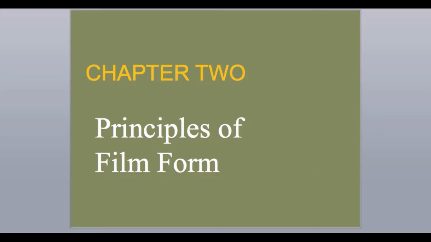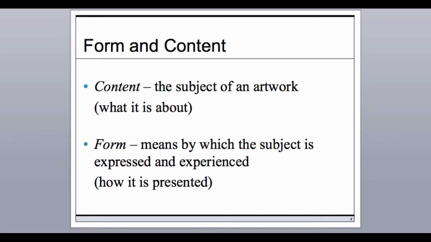All right, here we go with Chapter 2, Principles of Film Form. This changes the perspective a little bit, but not much. Here's the definition of content and form. Content is the subject of an artwork, what it is all about, and form is a means by which the subject is expressed or experienced.